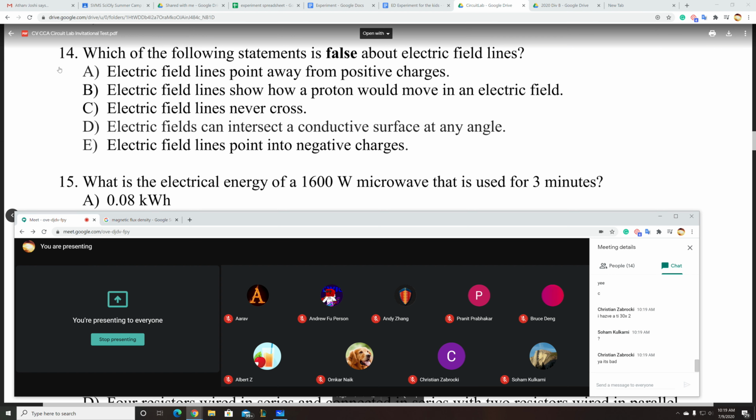So basically, do you guys know how to do this? Your basic knowledge of atoms should help you. Yeah, Naren's right, it's B. It doesn't show how a proton would move in an electric field.